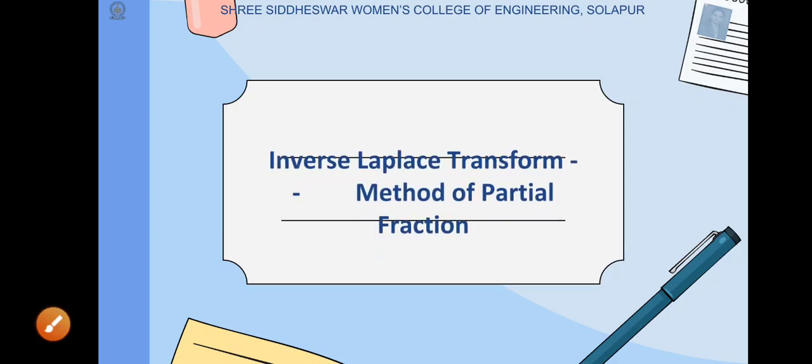Hello students, we are dealing with unit 2, that is inverse Laplace transform of our M3 syllabus. In this unit, so far we have studied two methods to find the inverse Laplace transform. The first one is use of standard results and the second one is use of shifting theorem. And the third method, that is the method of partial fraction, we have started with type 1 examples.